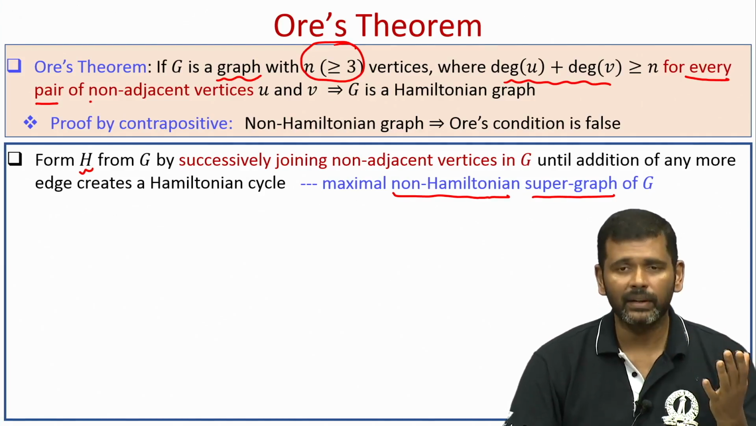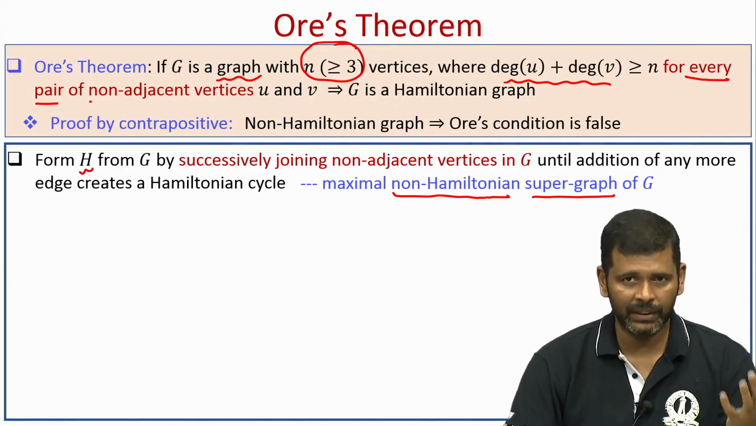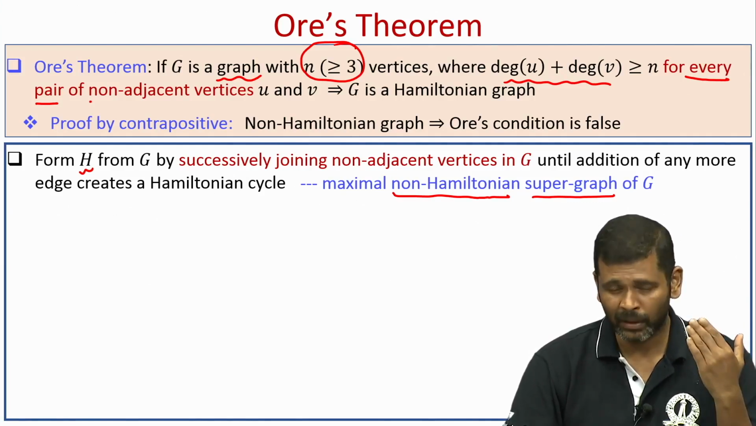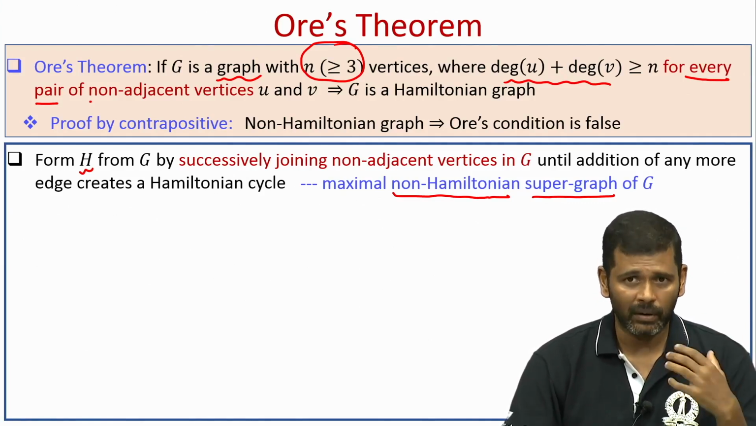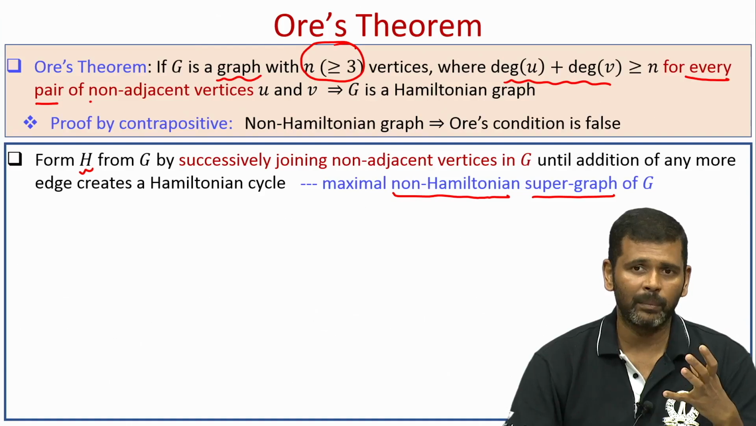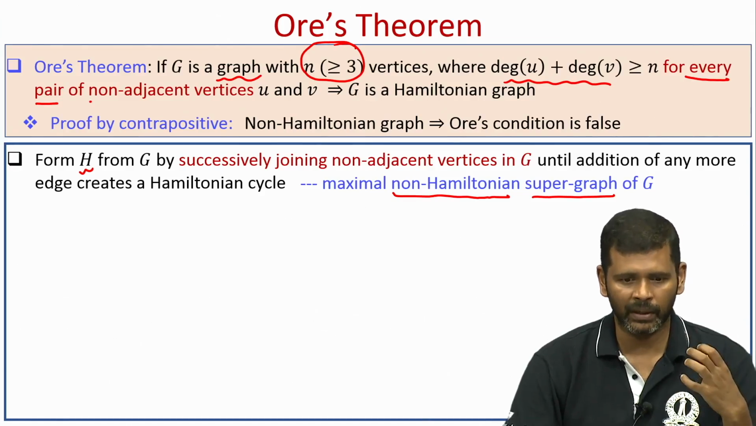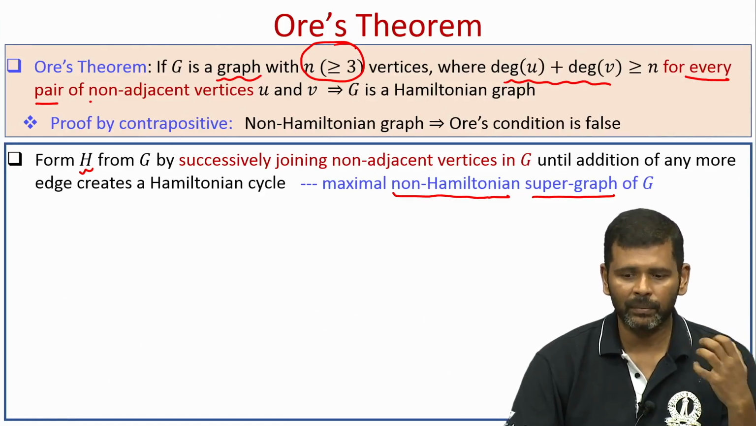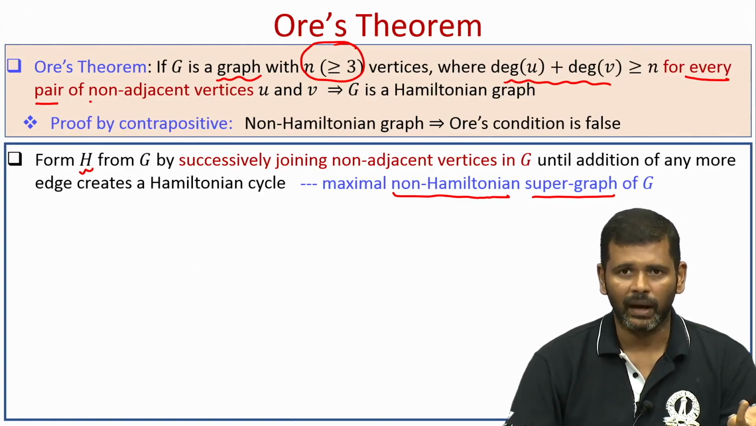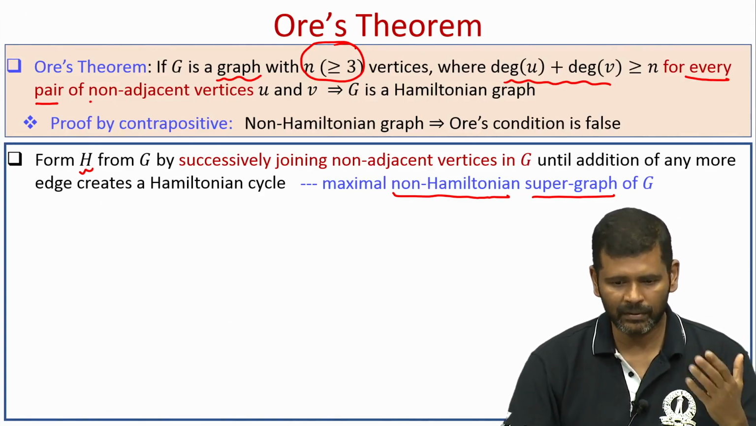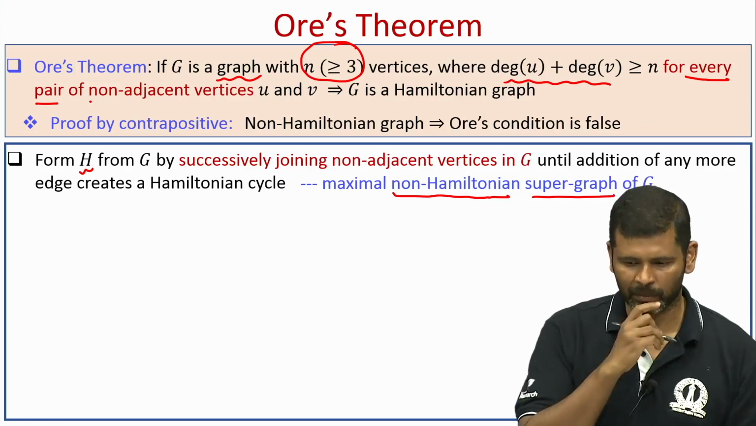It may be the case that your graph H is the same as the graph G itself, but it may not be the case. If that is not the case, then that means I have expanded my graph G and got a new graph H, and the new graph H will still be non-Hamiltonian and it will be maximal. We will see soon what exactly I mean by maximal here.